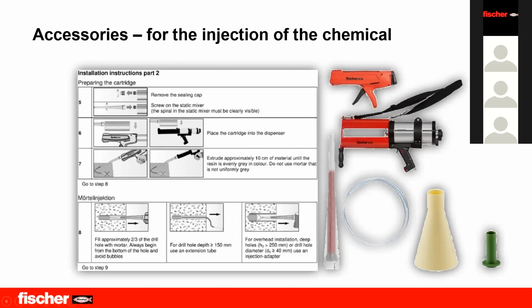At the same time, you can see an extension tube. Let's assume your hole is deeper than 500 mm. Your static mixer will not be able to reach the end. In this case, you have an extension tube which will be connected to the static mixer, and you can easily inject your chemical inside. So for injecting, you require a static mixer, you require a dispenser, etc.